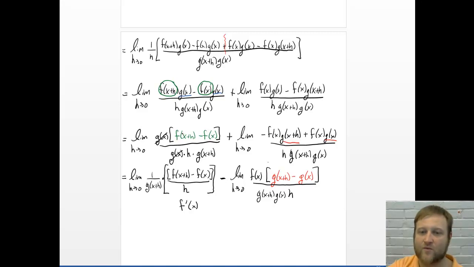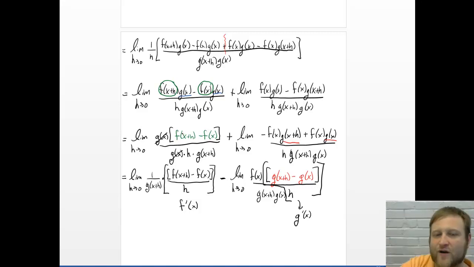And hopefully now we see here that this is just a value of g prime of x. You have to be careful here about the notation, because this by definition is f prime of x. So what we're going to do now is take the limit as h approaches 0.